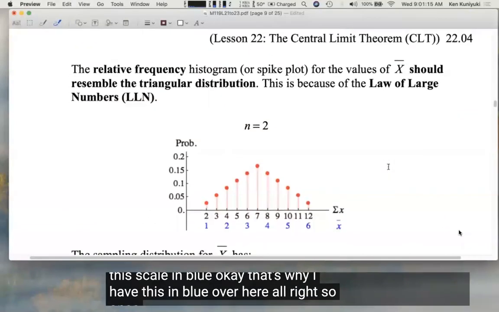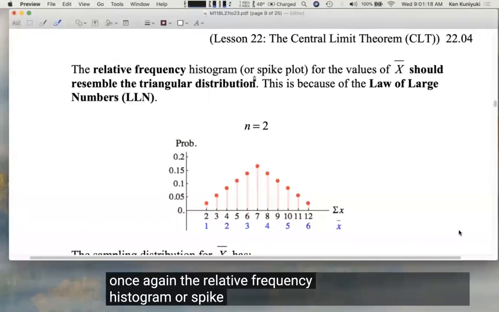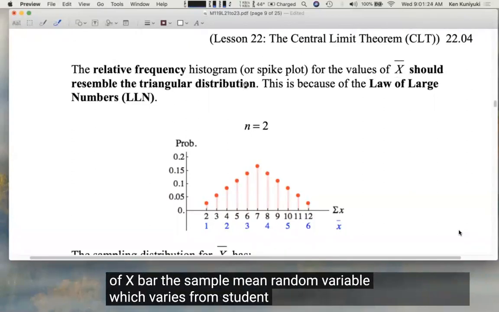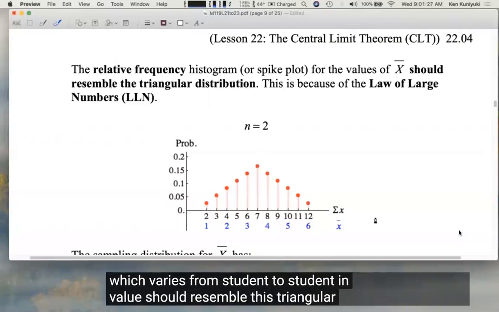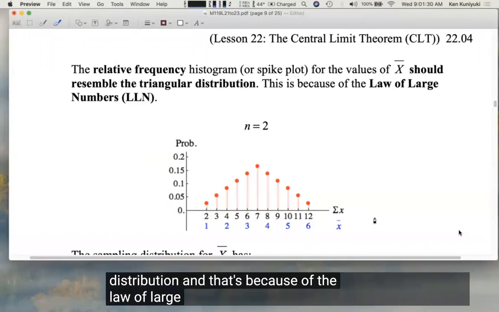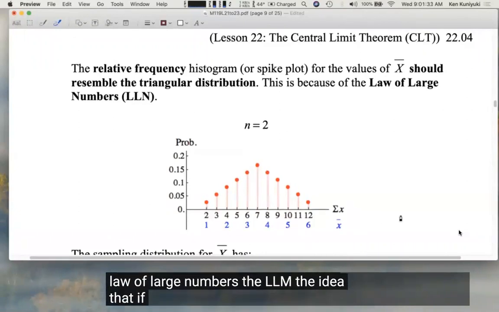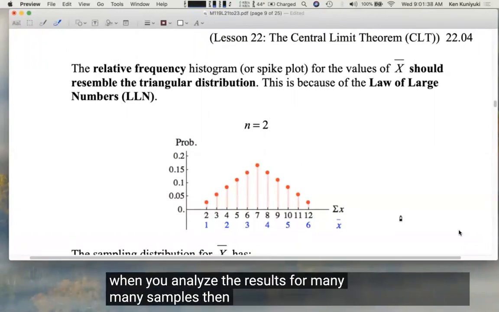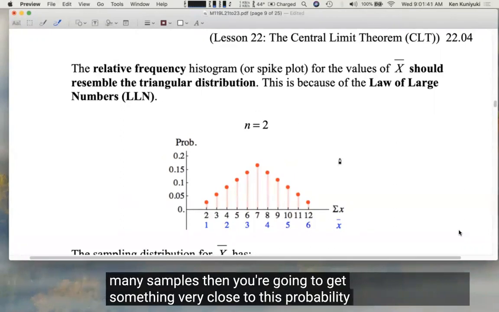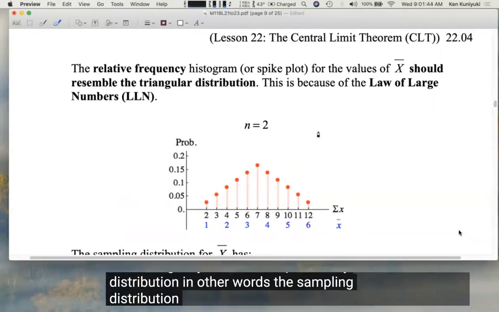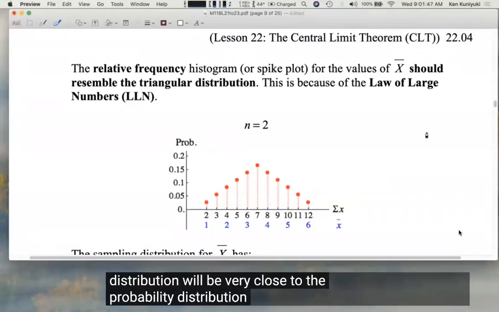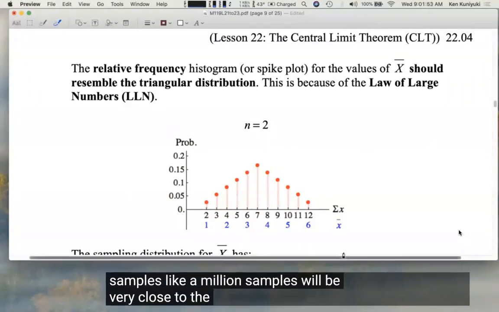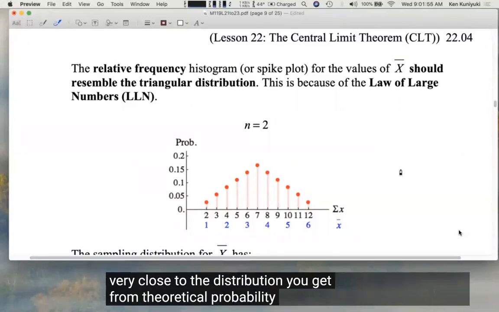All right, so once again, the relative frequency histogram or spike plot for the values of X bar, the sample mean random variable, which varies from student to student in value, should resemble this triangular distribution. And that's because of the law of large numbers, the LLN. The idea is that if you have many, many samples, then when you analyze the results from many, many samples, you're going to get something very close to this probability distribution. In other words, the sampling distribution will be very close to the probability distribution. The distribution from a whole bunch of samples, like 1 million samples, will be very close to the distribution you get from theoretical probability.